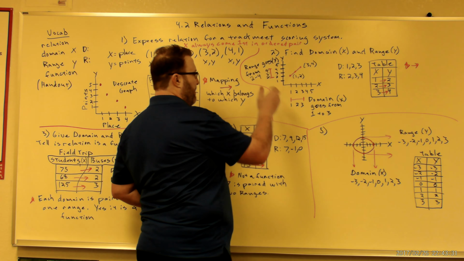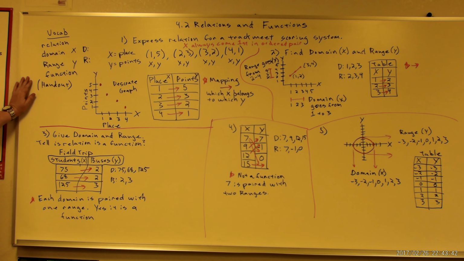You're going to be plotting things out, telling me domain and range. You're going to be doing a table, and you're going to be showing me mapping. All right, let's look at this example right here. Give domain and range and tell whether the relation is a function.